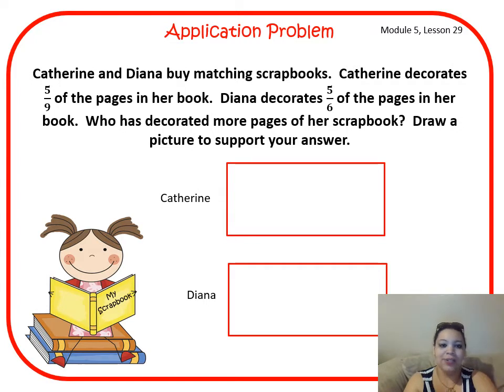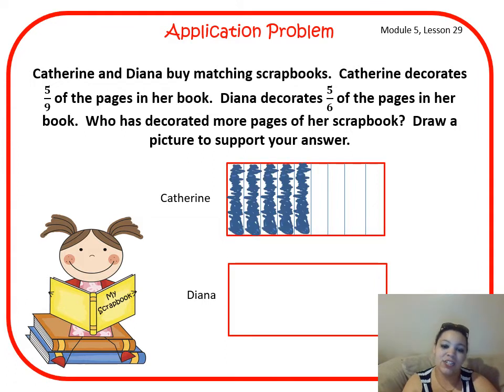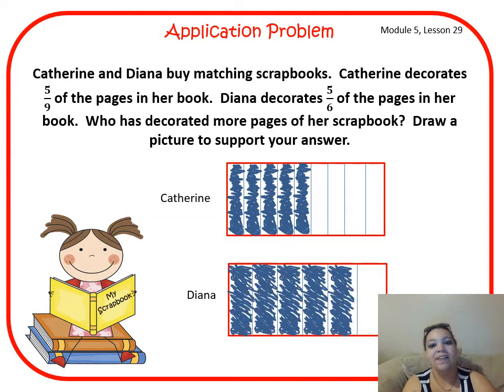Now for Catherine, it says that she has 5/9, so we need to break her into nines. And how I do that is I use a third and I break those thirds into thirds. It's going to be your easiest way. So we have 9 and shade in 5 of them, 5 out of 9. For Diana's, she had 6, so we're going to break it apart into 6 equal pieces and shade in 5.